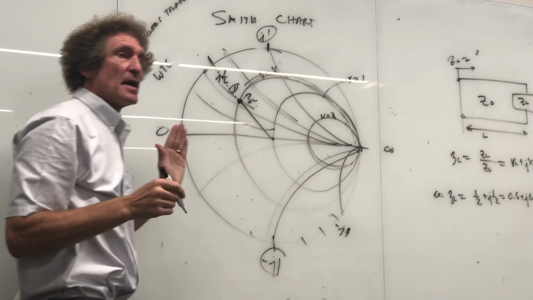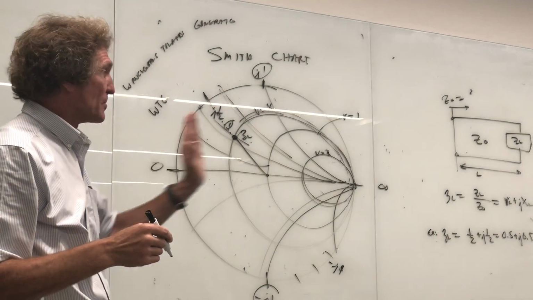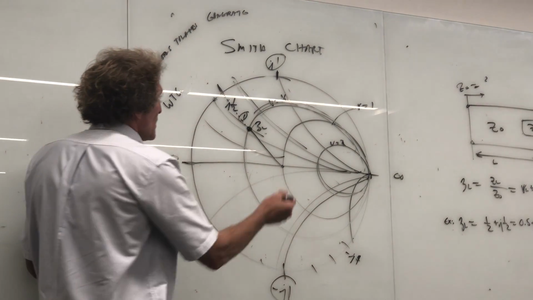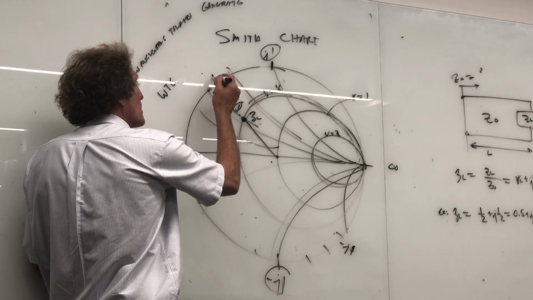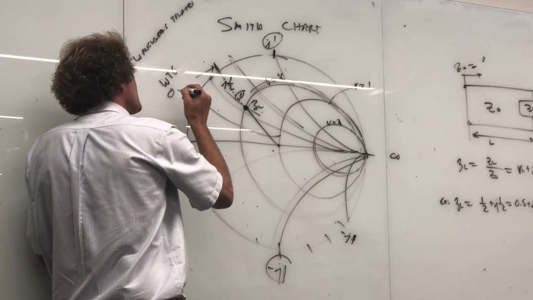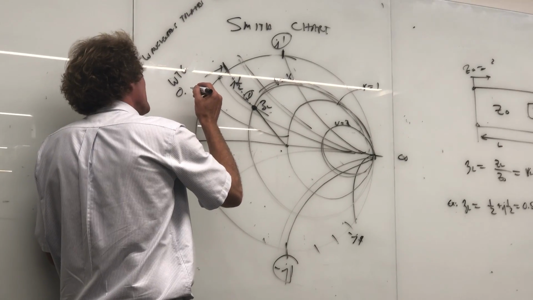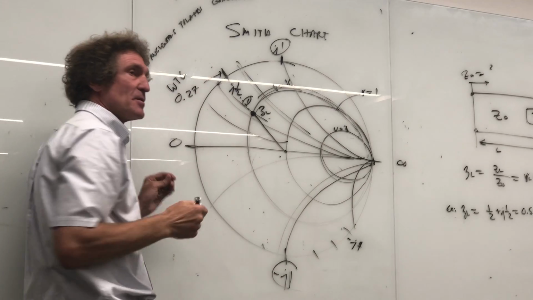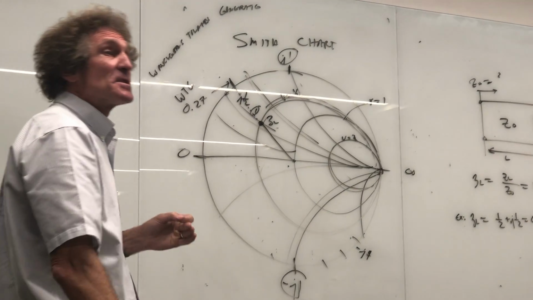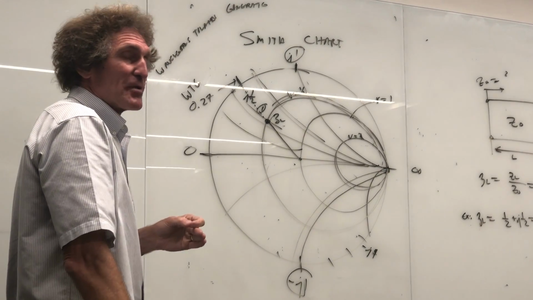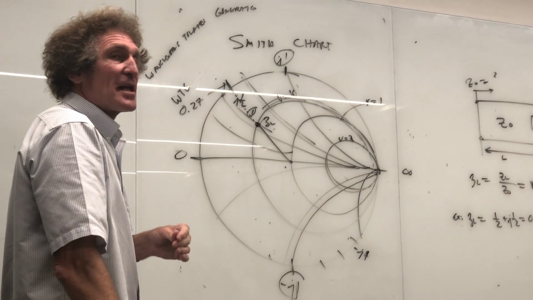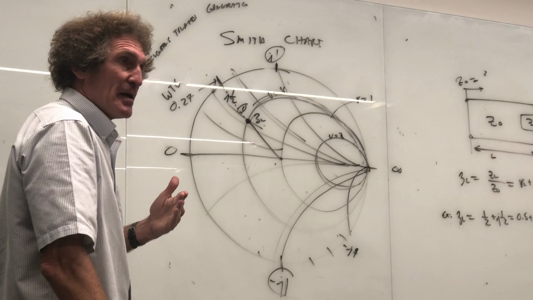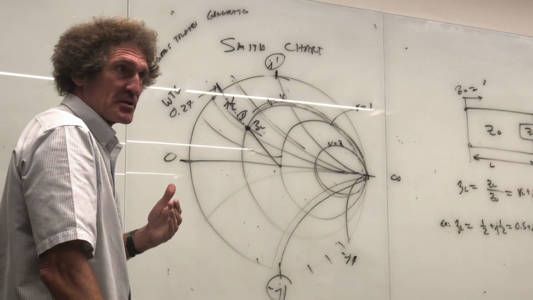What it means is how many wavelengths you have to go from the load to get to the generator. You've got a point here that you marked out, something like 0.27. Try to appreciate this. It's like a mile marker on a highway, like exit 57. That's the point we're going to measure distance with respect to.